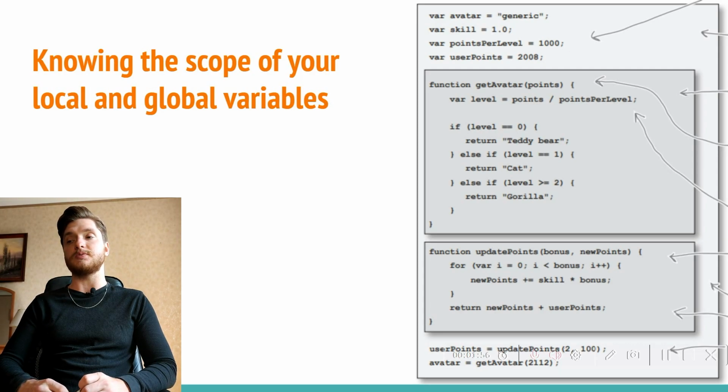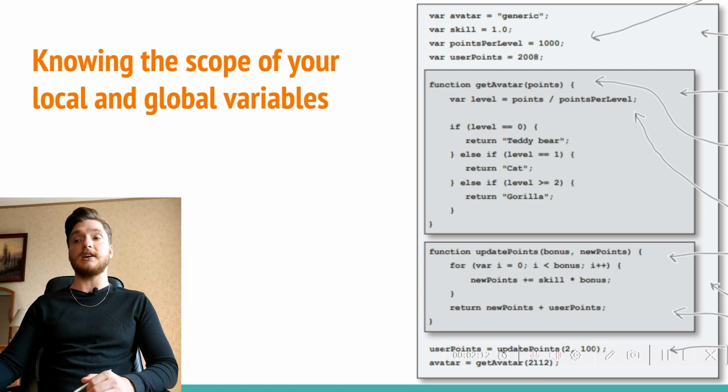In updatePoints, we have a local variable i that is visible to all of the code in updatePoints. Bonus and newPoints are also local to updatePoints, while userPoints is global. And here in our code, we can use only the global variables. We have no access to any variables inside the function because they are not visible in the global scope.